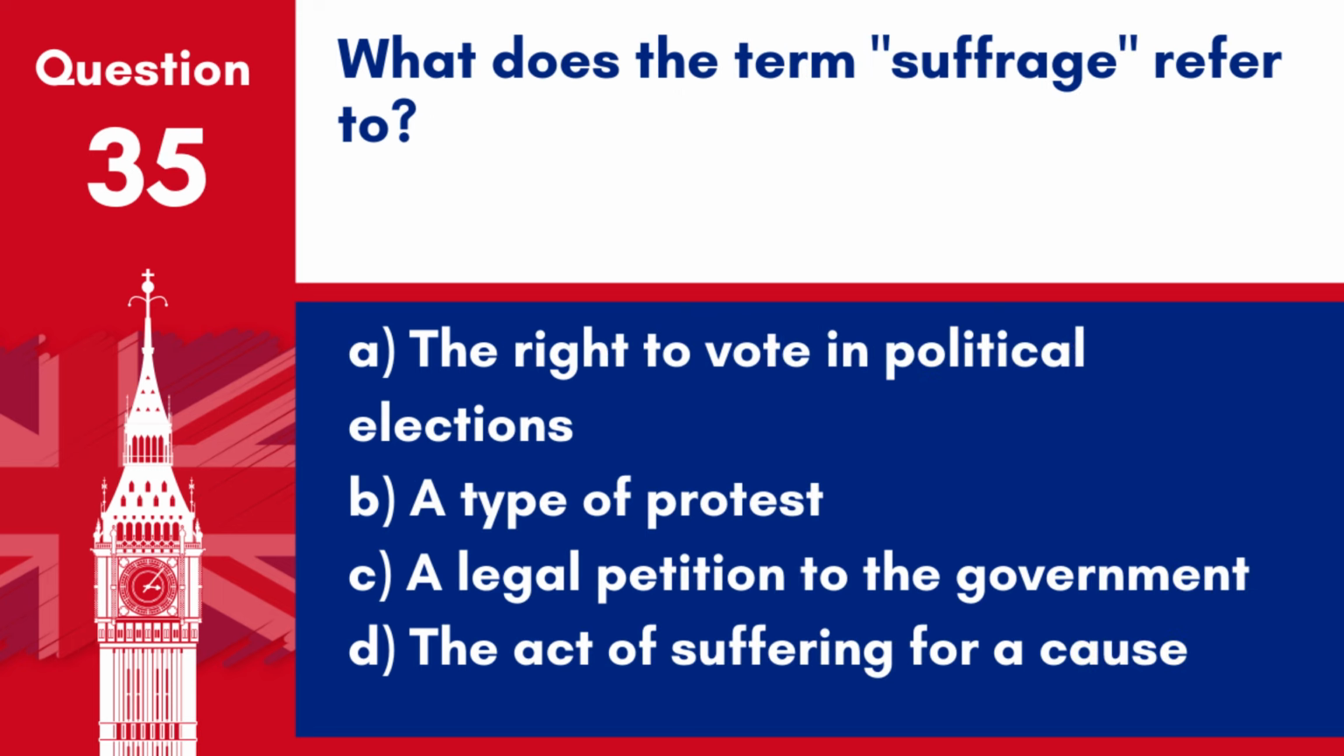Question 35. What does the term suffrage refer to? A. The right to vote in political elections. B. A type of protest. C. A legal petition to the government. D. The act of suffering for a cause. Answer A. The right to vote in political elections. Suffrage is the right to vote in elections and is a fundamental democratic right.